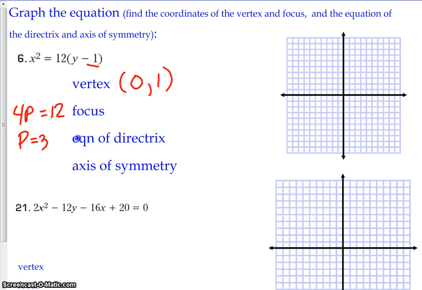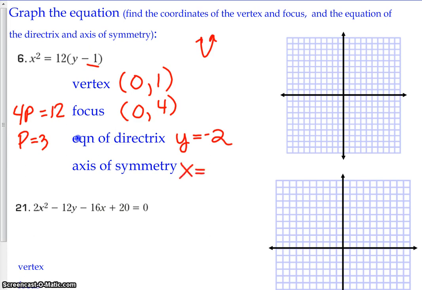The focus, I have in my head it's going to open up, all right? So my focus is going to be above my vertex. So the focus is going to affect my y, and it's going to be 3 units above where this y value would be. So 3 above a 1 would be 4. The equation of the directrix would be below this. And again, it's going to be on that y that it affects. So 3 below the 1 would be negative 2. So the equation of the directrix here would be y equals negative 2.